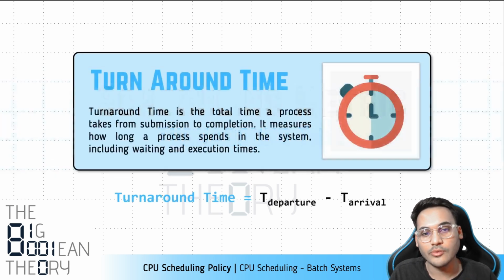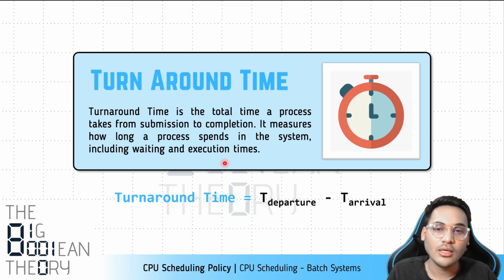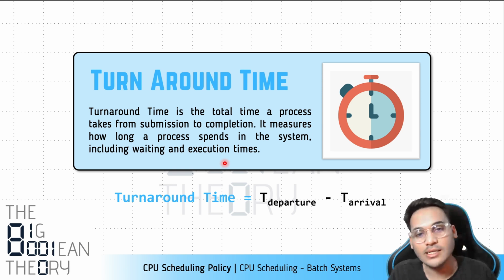So what is turnaround time? Turnaround time, as we already discussed, is the total time a process takes from submission to completion, basically from starting till end. It measures how long a process has spent in the system. This includes both the execution time as well as the waiting times.